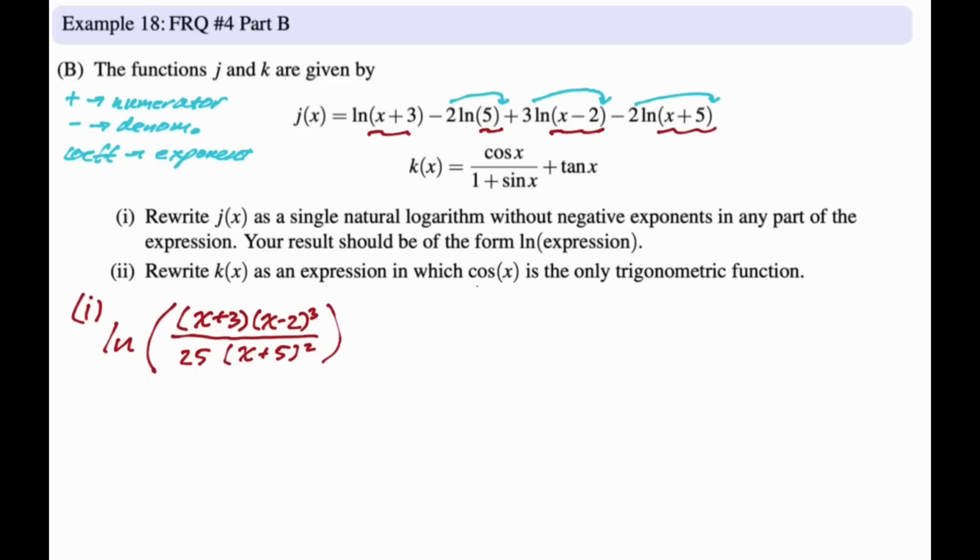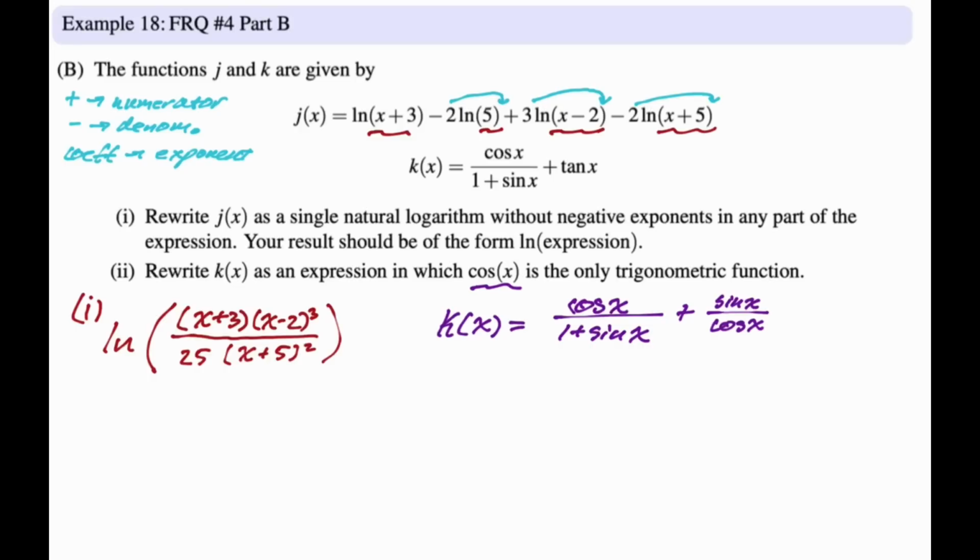So k of x is cosine over 1 plus sine plus tan of x. It's possible the things that I chose here are going to be harder than what's on the exam, but you'd always want to practice harder anyway. We want to write k of x as an expression in which cosine is the only trig function. Okay, so we're looking for just cosines. So k of x starts out as this. I'm going to change tangent to sine over cosine right away using the ratio identity.